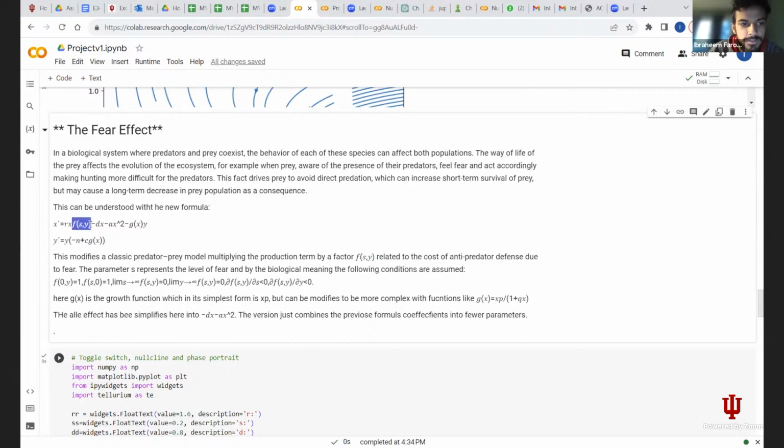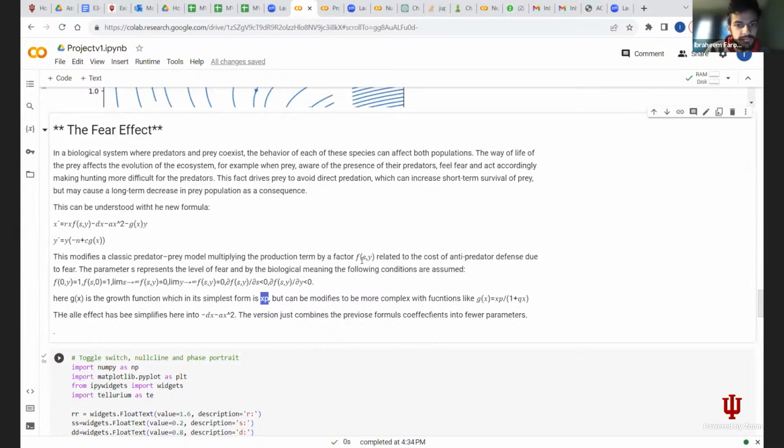Basically we're modifying the classical predator-prey model to incorporate this fear function. This fear function affects the growth rate of the prey. We are also substituting in the relationship between predators and prey with a modified growth function. The simplest growth function is just x times p, which is what we had before. But you can also use more complicated growth functions, like x times p over 1 plus qx. For our case, we will still be using just xp, because it's the simpler one.